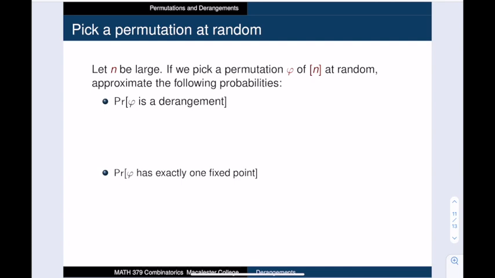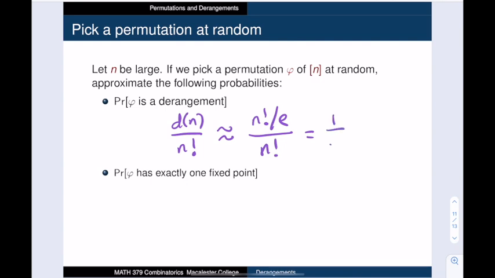So let's calculate each of these probabilities. The probability that we get a derangement is just the number of derangements divided by the number of permutations, and that's approximately equal to n factorial divided by e over n factorial, and that's equal to 1 over e.